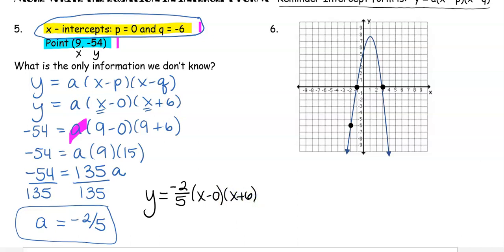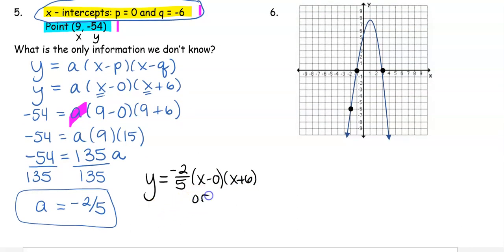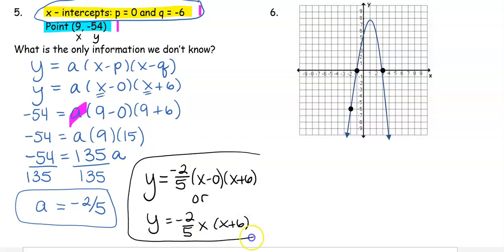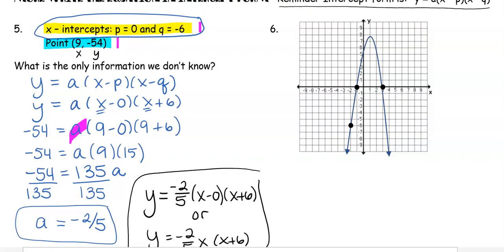So remember, you can write it like this, or like this. Either one of those would be correct. So in intercept form, you have the x-intercepts and the a value. Make sure that you don't keep that (9, -54) in there, because remember, that's just one random instance on your graph.